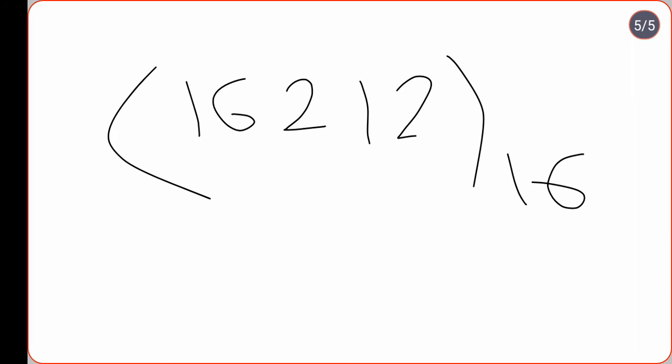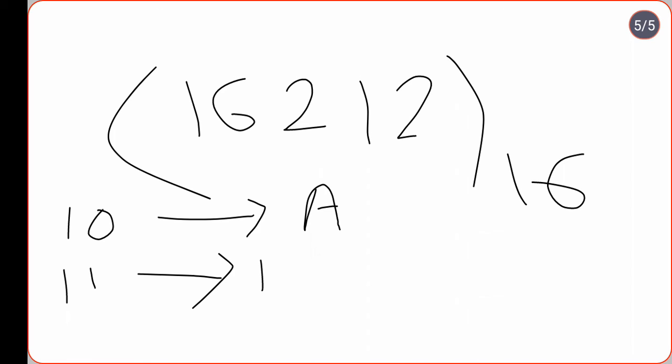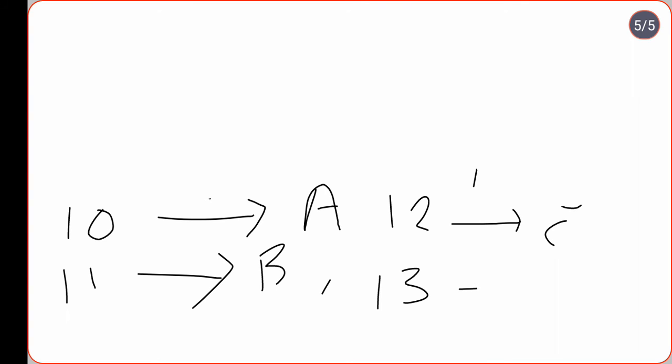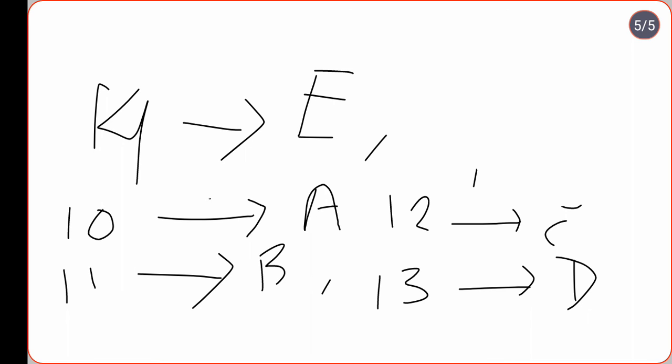I am going to tell you a very important thing, kindly note it down. 10 is equivalent to A. Where there is 10, we are going to write A. Where there is 11, we are going to assign it by B. Where there is 12, we are going to assign it by C. Where there is 13, we are going to assign it by D. If it is 14, we are going to assign it by E. When it is 15, we are going to assign it by F.